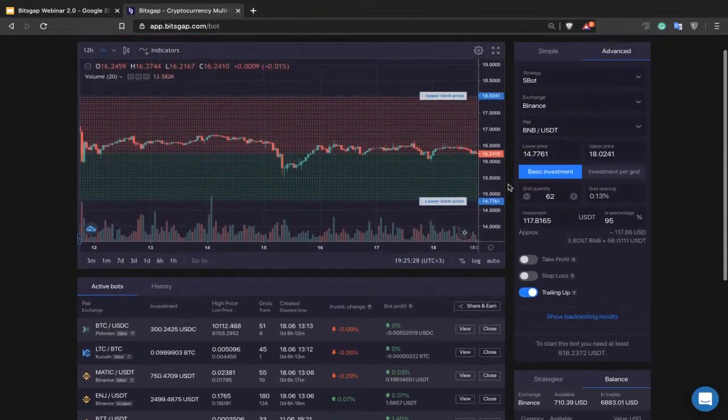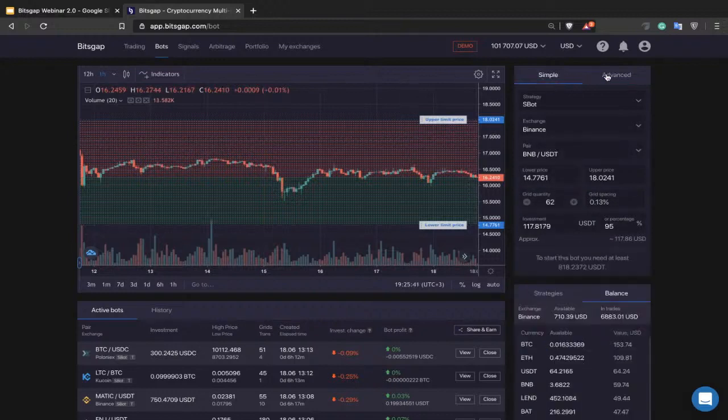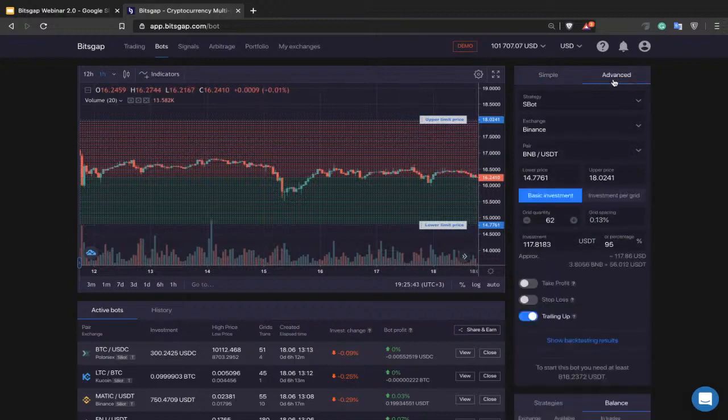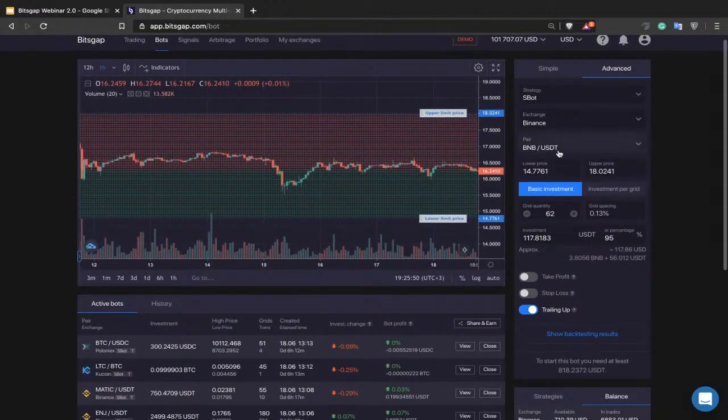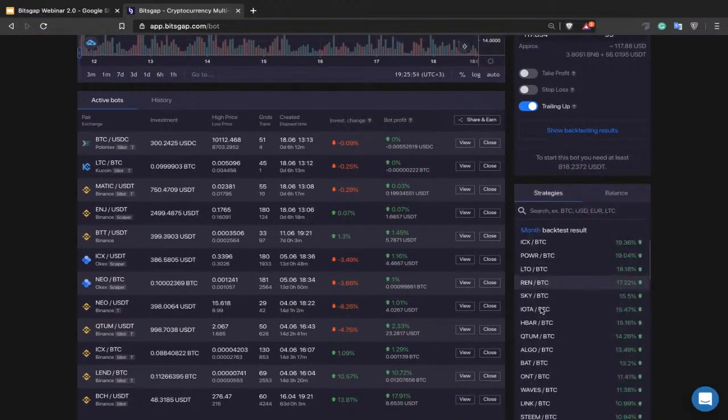And yeah, I will show you later how this varies with exchanges. But for now, let's initiate using the simple. No, actually, let's use the advanced. That's the most optimal one to launch our first bot. So let's now just click on any of the recommended.